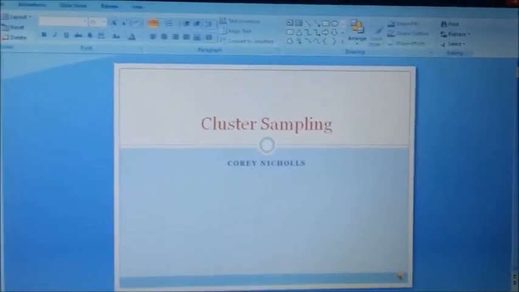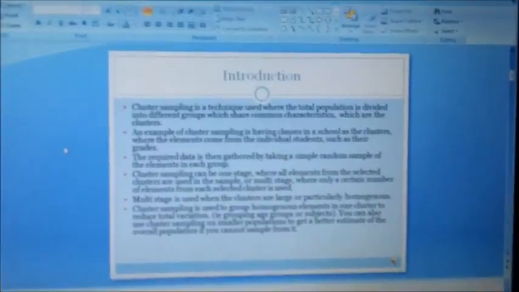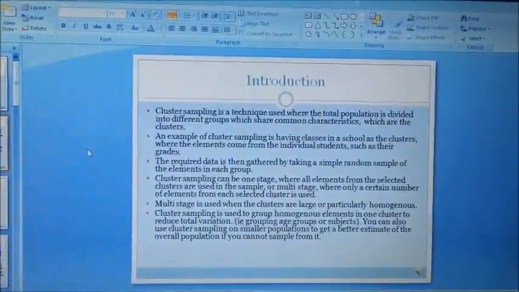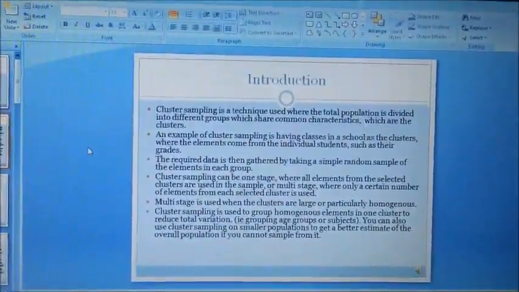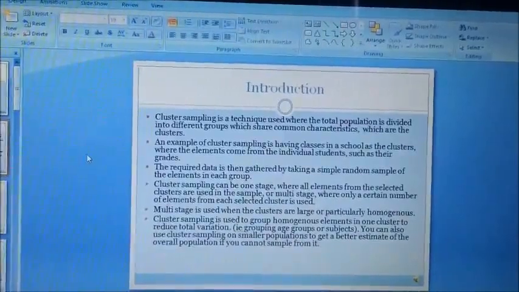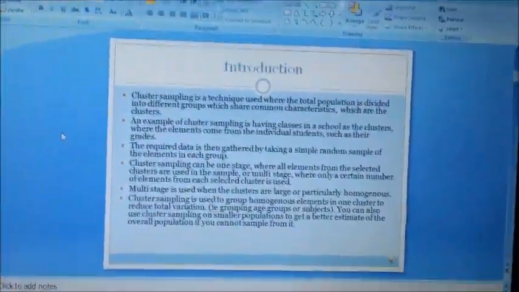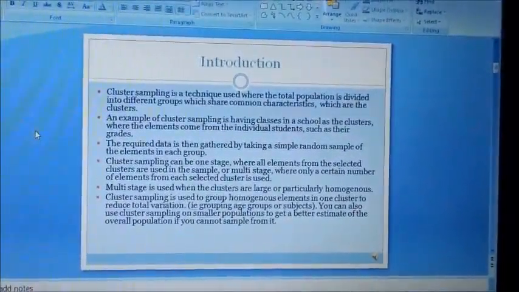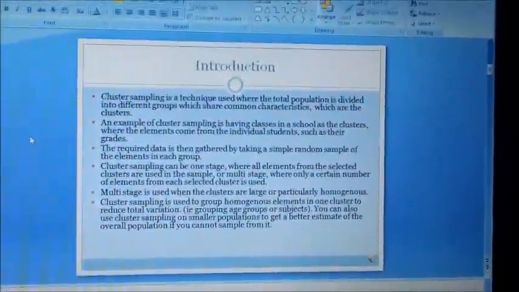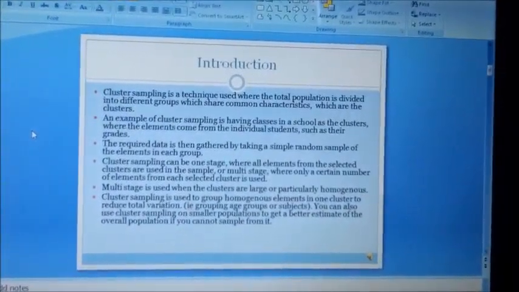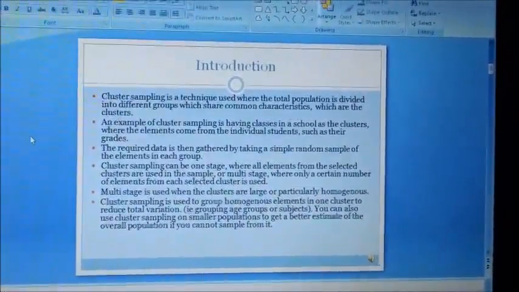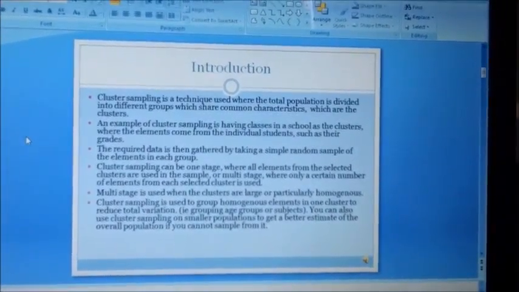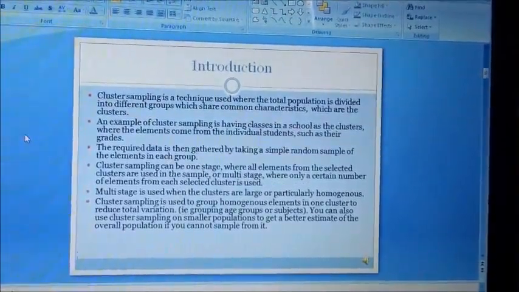Cluster sampling. This is the introduction. Cluster sampling is a technique used where the total population of a place that you're trying to estimate values of is divided into different groups which share common characteristics, and these groups are called the clusters. An example of cluster sampling is having classes in a school as the clusters, where the elements come from the individual students, such as their grades, if you're measuring the performance of the school. The required data is then gathered by taking a simple random sample of the elements in each group.